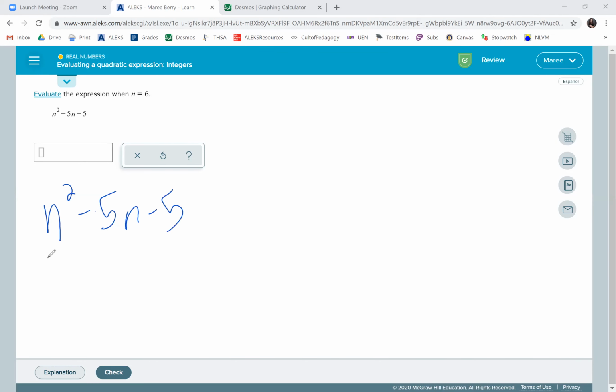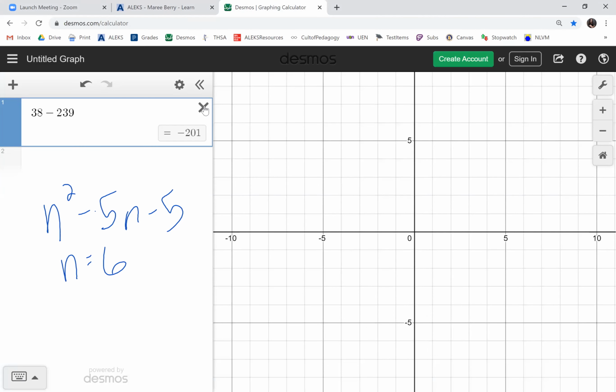And in this case, n equals 6. Okay, so if I come over to Desmos, oh, it's because I'm annotating. Hang on a second. Okay, there we go. So there we go. So I'm going to plug in 6.